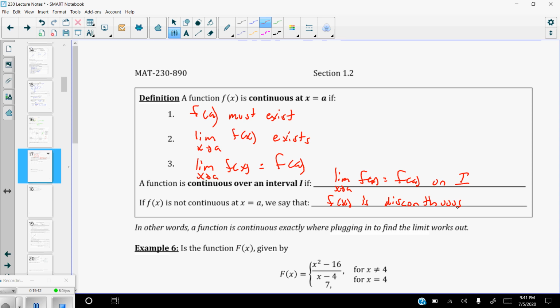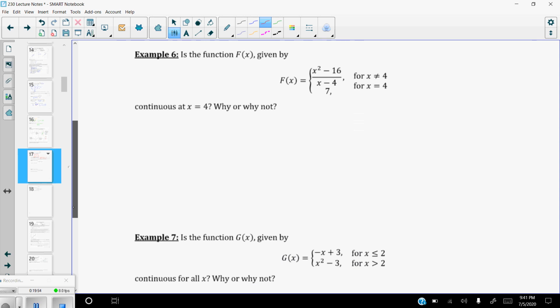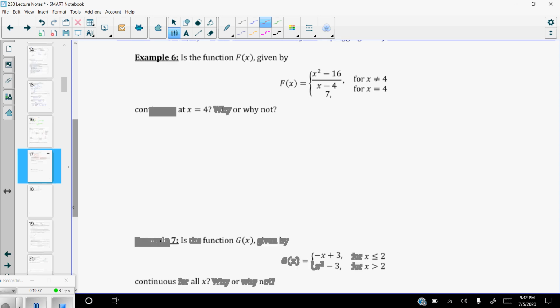All right, in other words, a function is continuous exactly where plugging in to find the limit works out. So again, let's look at an example here. In example 6, we have f of x, which is given by the piecewise function. The piecewise function is x squared minus 16 over x minus 4 when x does not equal 4, and when x does equal 4, the value is 7. This piece goes with this, and the top piece is when x does not equal 4. So is it continuous at x equals 4? Why or why not? That's what we want to find out.